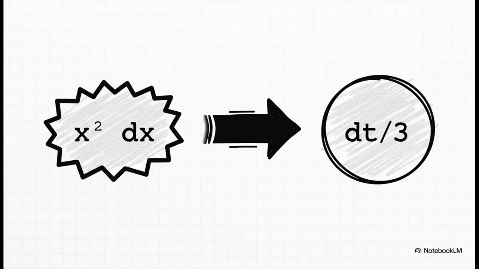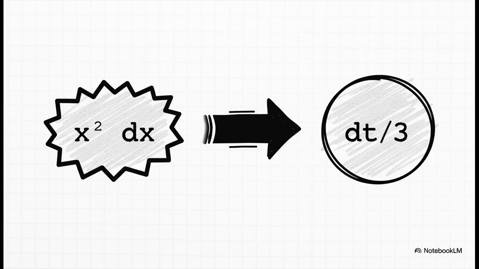Now for step 2. We differentiate what we just did. So, dt equals 3x squared dx. With a little bit of rearranging, you can see that the whole x squared dx part of our original problem can just be swapped out for dt divided by 3.